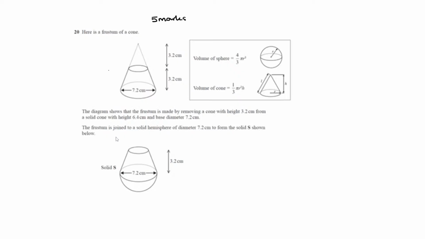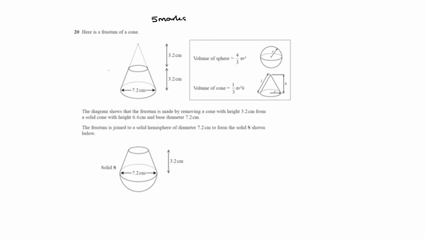So the diagram shows that the frustrum is made by removing a cone with height 3.2 centimeters from a solid cone with height 6.4 centimeters and base diameter 7.2 centimeters. So they've just chopped off this top cone, basically. It's just 2 cones, they've cut one off of the other one. The frustrum is joined to a solid hemisphere, so half of this sphere. Again, obviously has the same diameter, 7.2, to form the solid S shown.